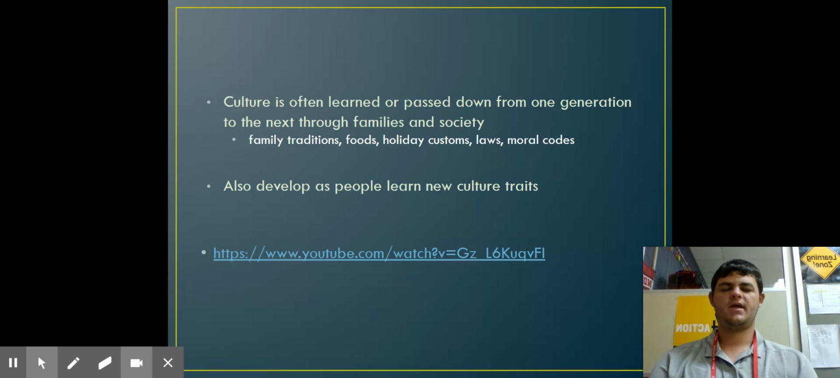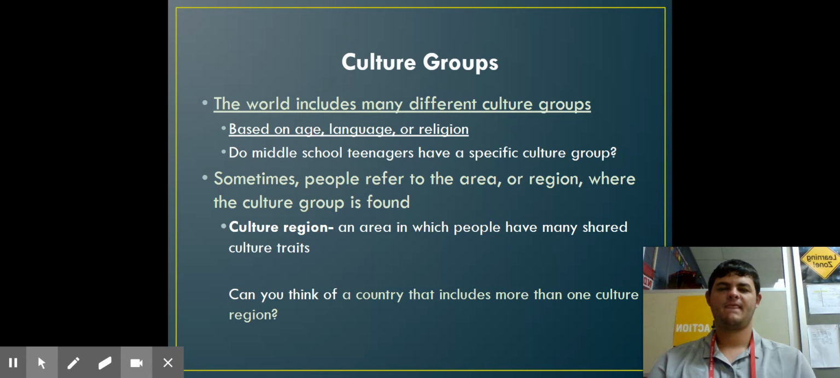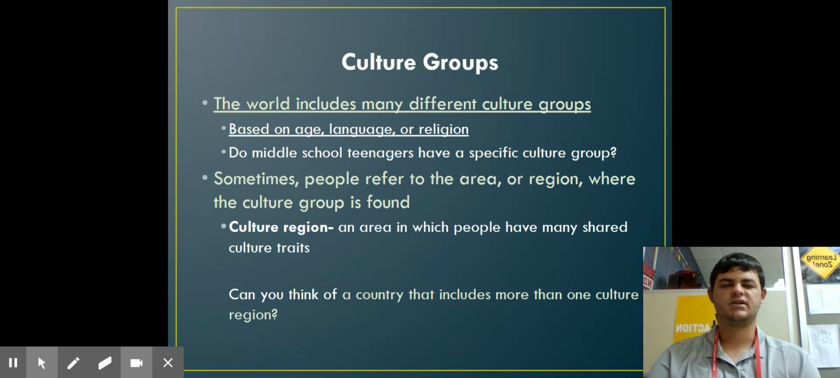As people develop, they also are going to learn new culture traits. They'll pick up on different things and learn more things about culture. The world includes many different cultural groups. These could be based on age, language, or religion. For example, do middle school teenagers have a specific culture group? So that's a question that we'll discuss in class.